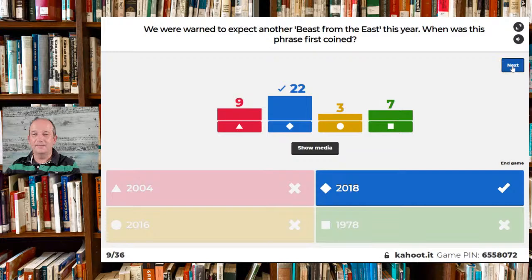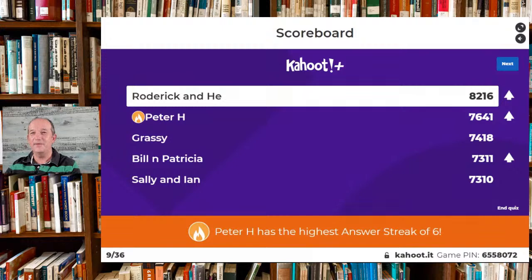in the scoreboard. Oh, look at that. Roderick and he jumping up in the first place. What we've got there, Peter H. on fire, answer streak of six going into second place, and Grassy slipping down to third place. Bill and Patricia, Sally and Ian coming third and fourth. So absolutely great. Emma's in 10th place. Well done. There's still hope for everyone. So congratulations, Emma. Brilliant. So another question about January coming up.